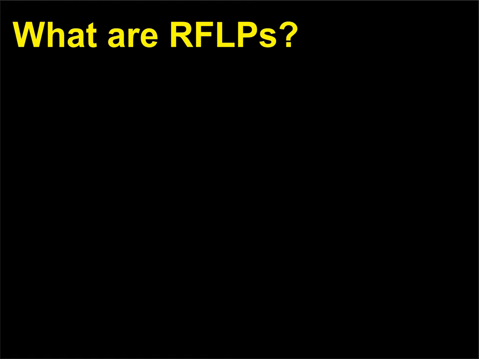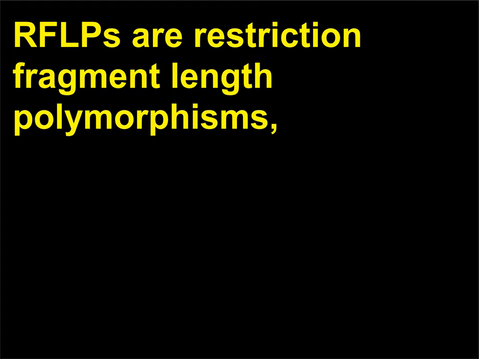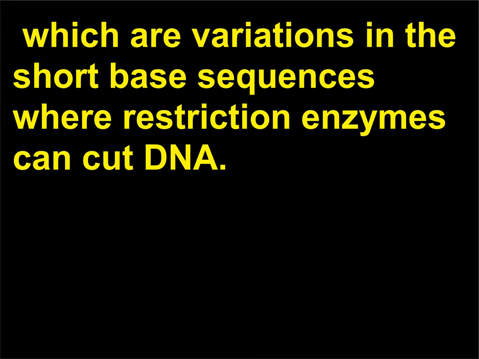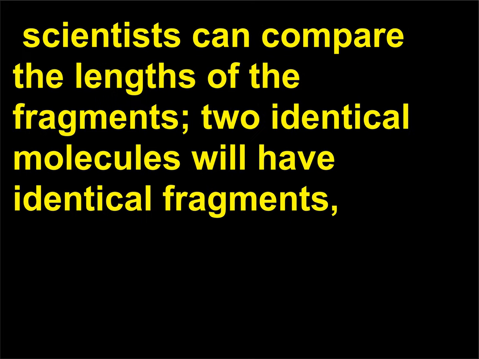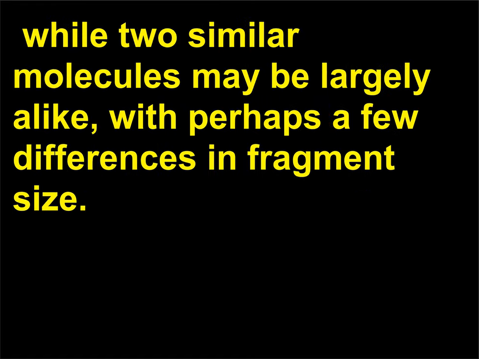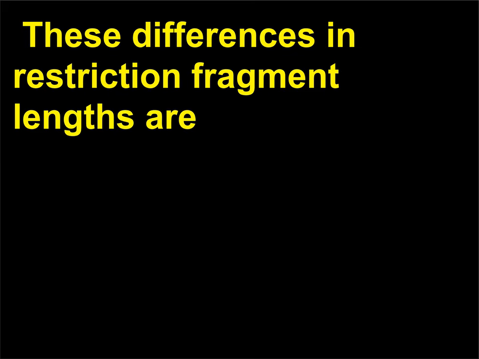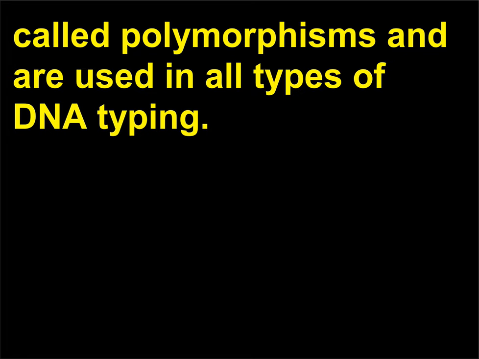What are RFLPs? RFLPs are restriction fragment length polymorphisms, which are variations in the short base sequences where restriction enzymes can cut DNA. By cutting two different DNA molecules with the same restriction enzyme, scientists can compare the lengths of the fragments. Two identical molecules will have identical fragments, while two similar molecules may be largely alike, with perhaps a few differences in fragment size. These differences in restriction fragment lengths are called polymorphisms and are used in all types of DNA typing.